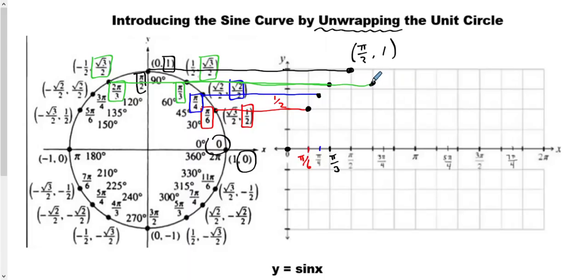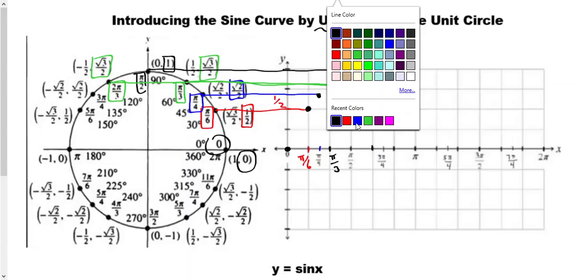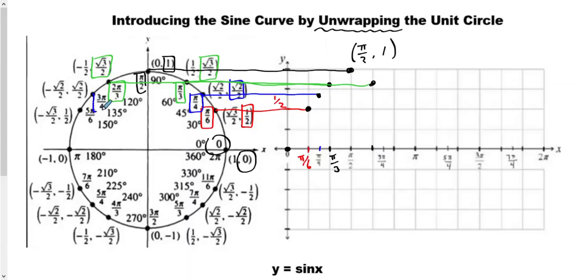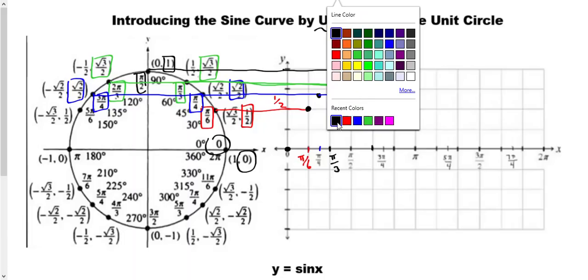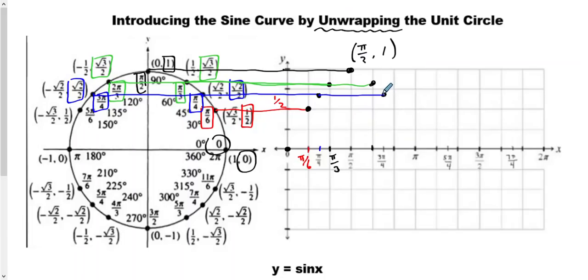So that point gets us to 2 pi over 3, root 3 over 2. Next, we are at 3 pi over 4 and root 2 over 2, and I can draw that line straight across, and it does land right on top of our other blue line, and we'll stop at 3 pi over 4 and put a point right there.